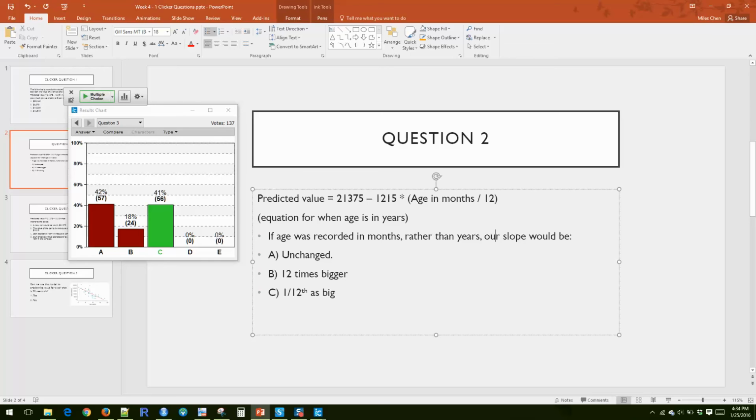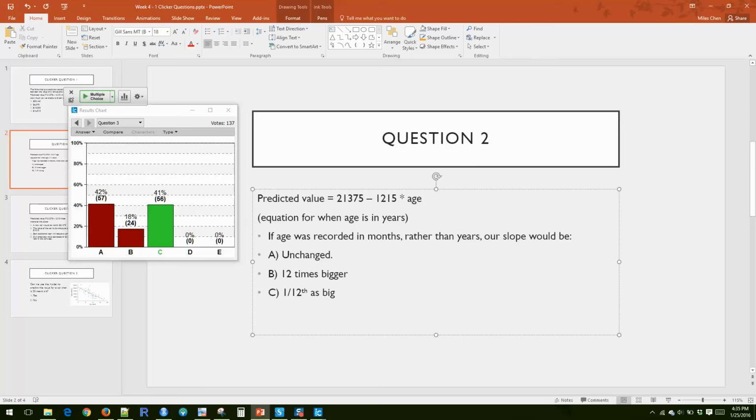Yeah, but the age is being recorded in months. So we're taking our data, which is recorded in months. How many months old are you? You're like 240 months old, right? So then your age is 20 years. If the age is recorded in months rather than years, in order to use this equation we would have to take our age in months and divide by 12. Effectively, I'm just taking this division by 12 and putting it right here.